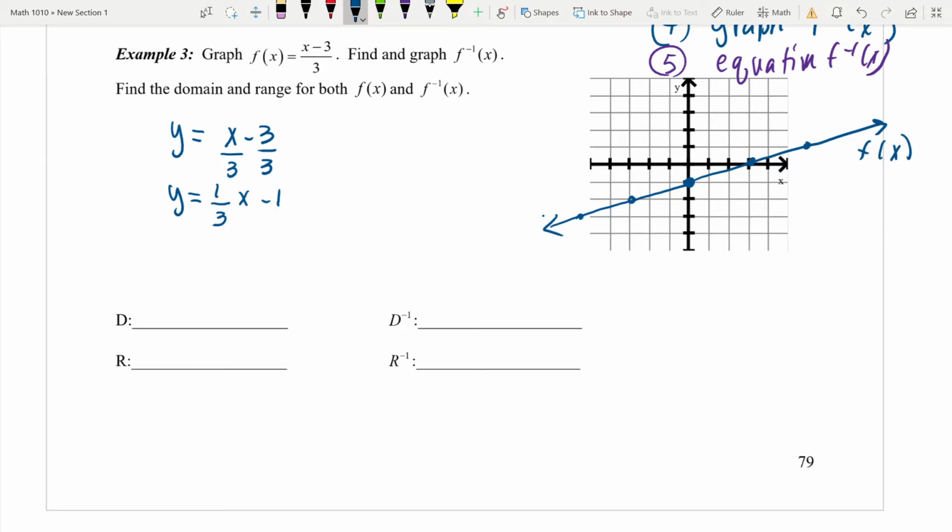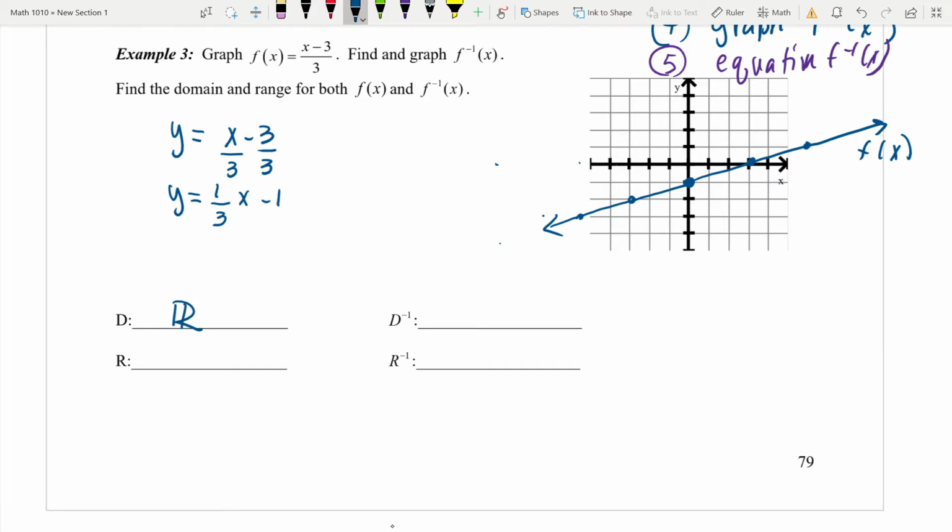Find the domain. Domain is x. If I'm really negative, that's where I start. I'll touch it. Even if I start moving to the right, I'm still touching it. -1 touches it, 0, 1, 2 touches it, 3's right on there, 4, 5. If I go really far, it's up, so my domain is everything.